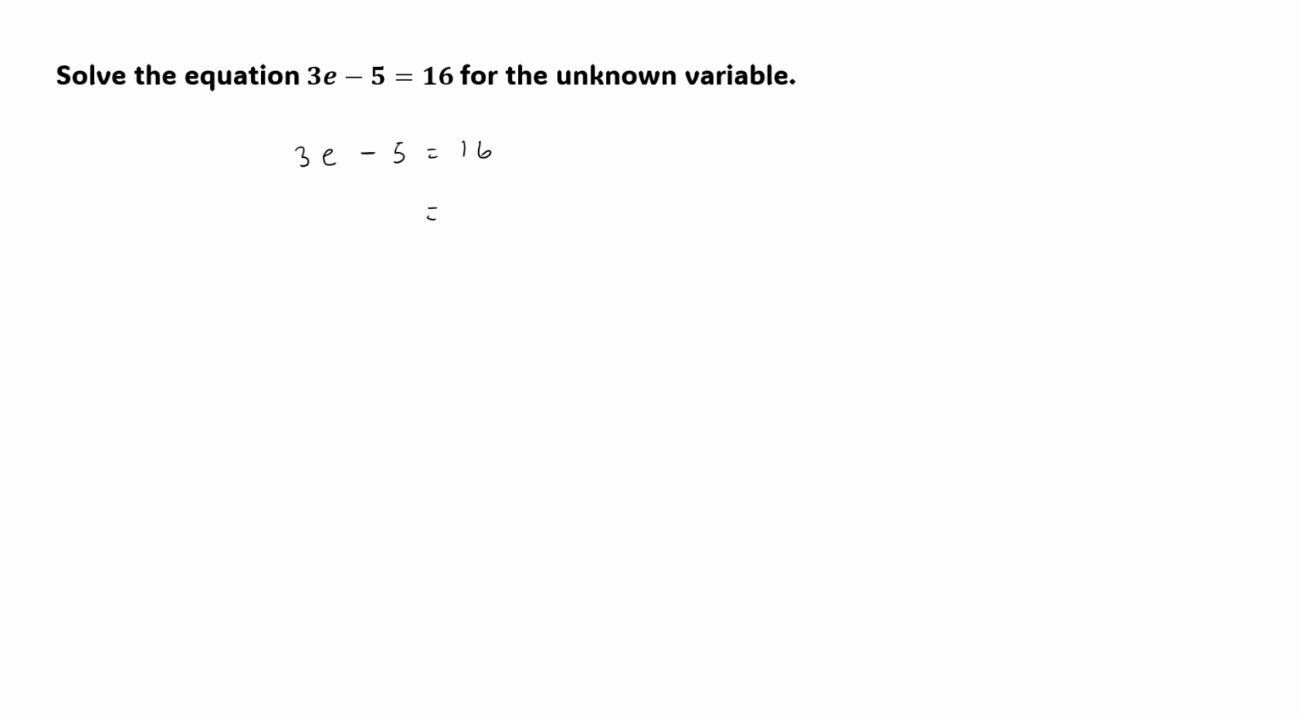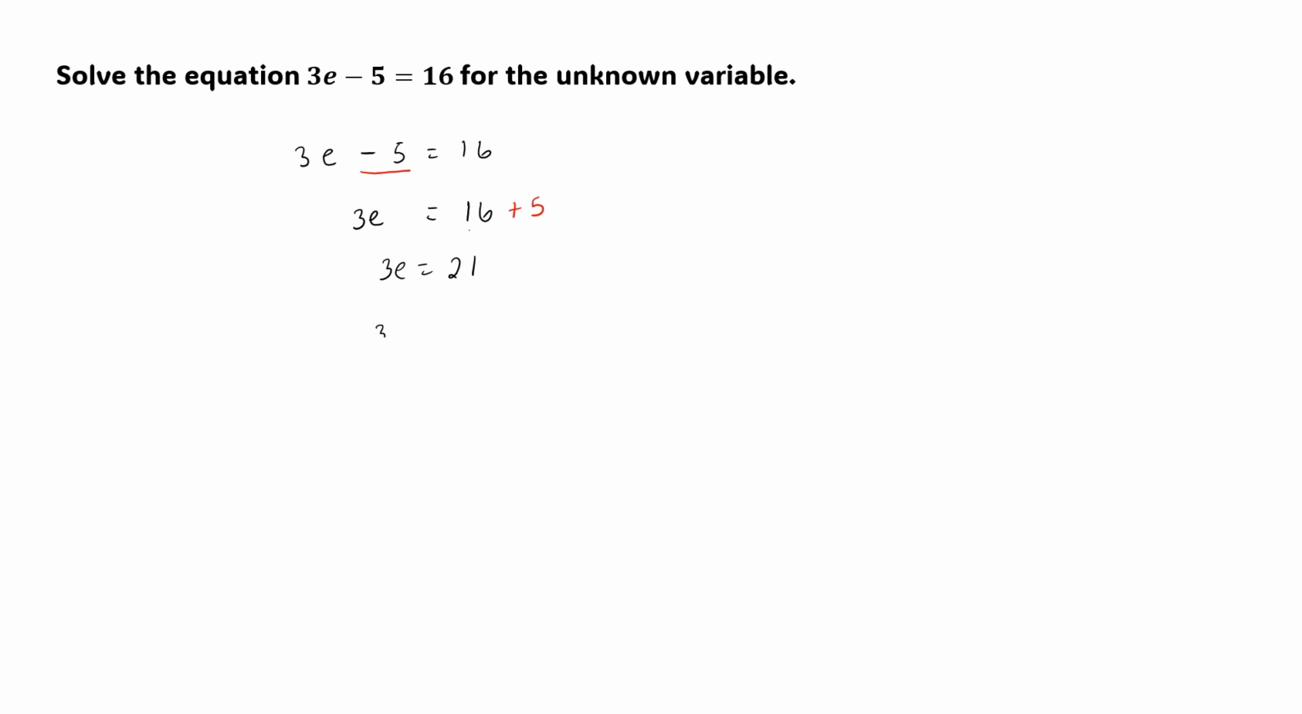So let's begin by collecting our like terms. So I'm going to be returning my 3e back to my equation. And remember that since 16 and 5 are our like terms, we're looking at our 5 in this case because I'm moving that to my 16. And since 5 is being subtracted, that means I will be adding 5 to 16. And now let's simplify the right-hand side of our equation. So when 16 is added to 5, that is equal to 21.